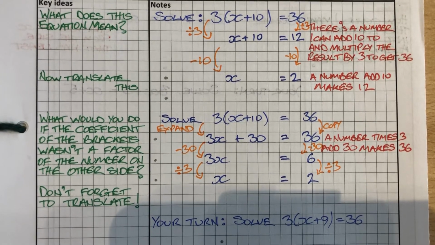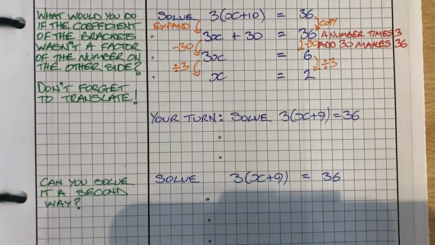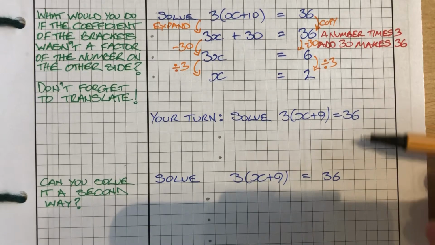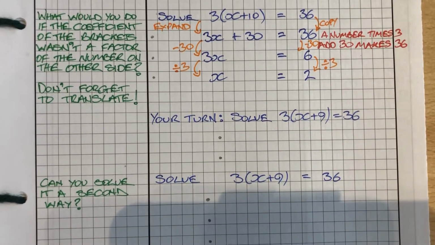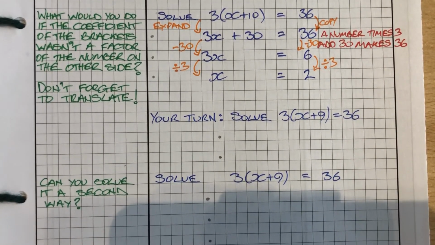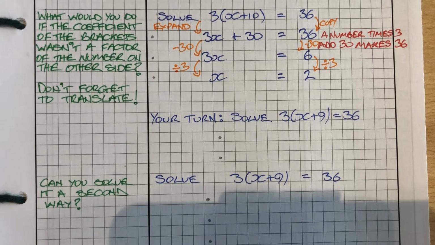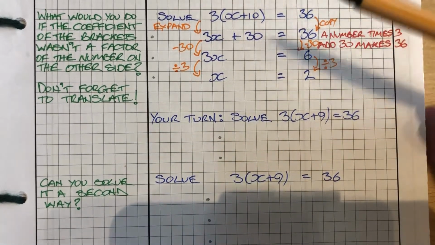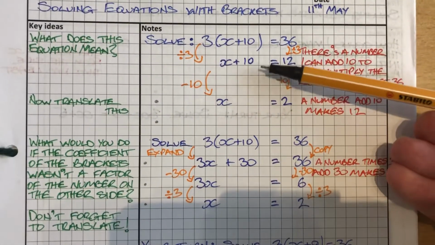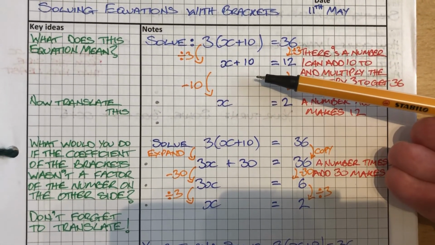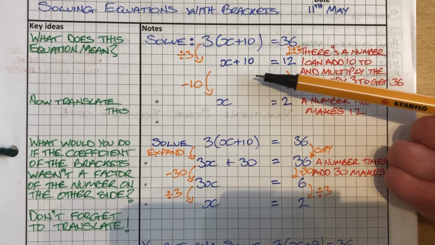Your turn. Have a go at this question. You'll see I've written it out twice because I've shown you 2 different methods. Why don't you try both methods, see which you like best. Okay? I think the first way is nicer, but it doesn't always work.